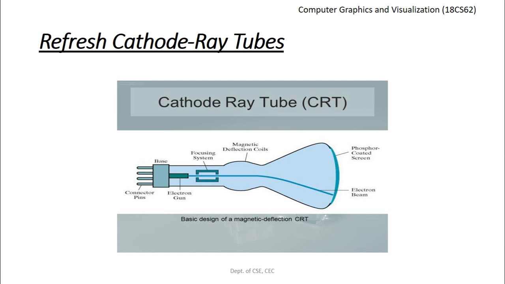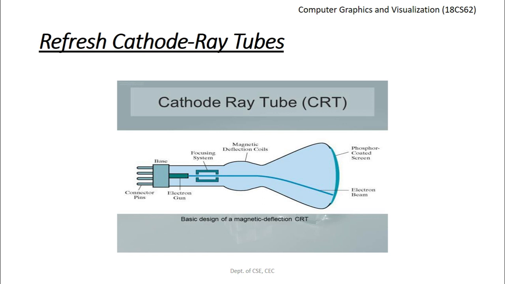The phosphor then emits a small spot of light at each position contacted by the electron beam, and the light emitted by the phosphor fades very rapidly. So the moment the electron strikes a particular spot on the phosphor coated screen, that spot will be illuminated. But the light emitted by the phosphor fades very rapidly. One way to maintain the screen picture is to store the picture information as a charge distribution within the CRT in order to keep the phosphors activated.